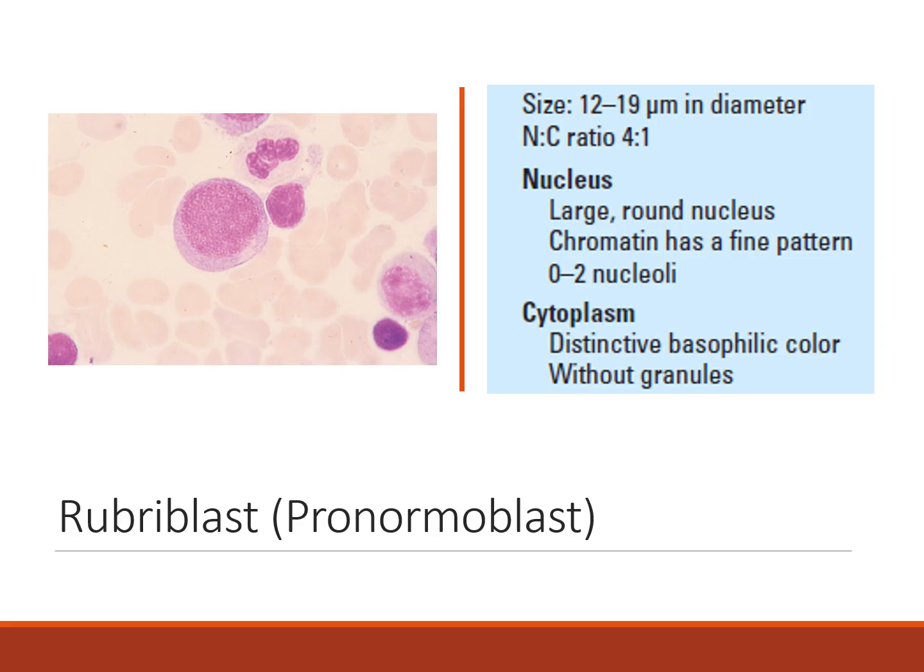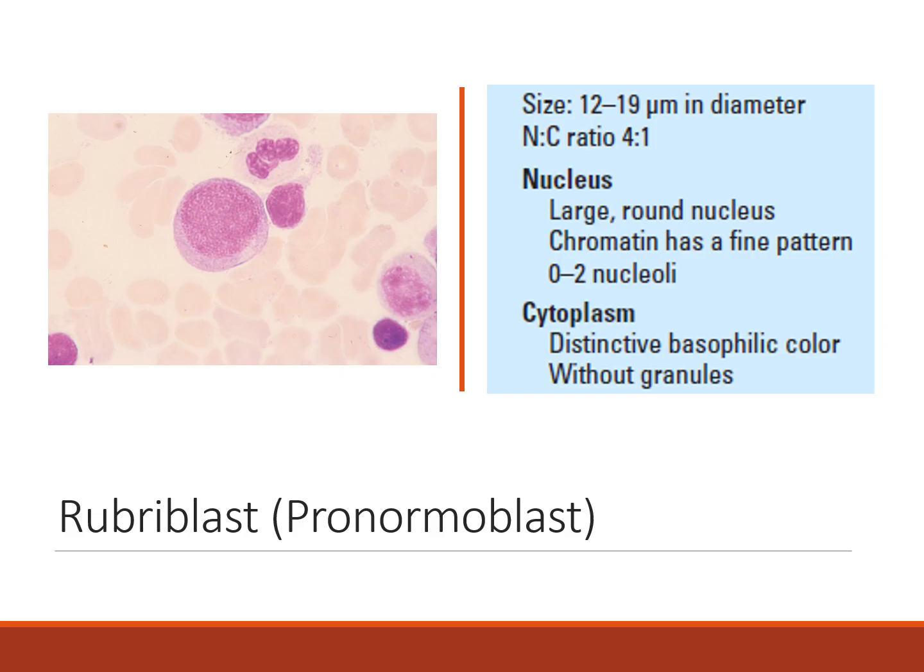of development. So the rubroblast, also known as the pronormoblast, is typically the largest of all of the developmental phases. We have a nuclear to cytoplasmic ratio of 4 to 1, meaning we have 4 times the amount of volume of nucleus as we do of cytoplasm. Typically, the size of these rubroblasts is 12 to 19 micrometers in diameter, and of course, we've got a large round nucleus, chromatin that has a fine pattern, which means it's smooth looking.